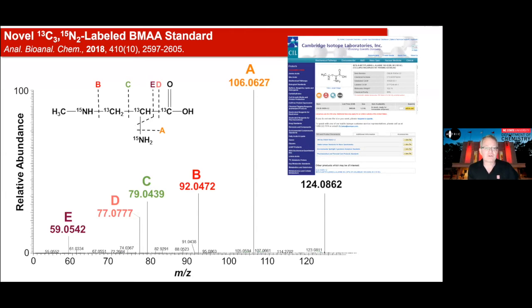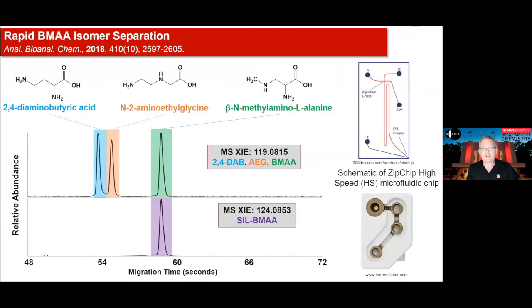So we have the internal standard. We can rapidly separate it from different isomers of BMAA using the zip chip. So this is capillary electrophoresis in just a little over 1 minute measurement. So it's a very rapid measurement. It's quantitative, and here you can see the unlabeled material in the green, and then the labeled stable isotope label in the purple highlighted box. And so we can actually then just do absolute quantification.